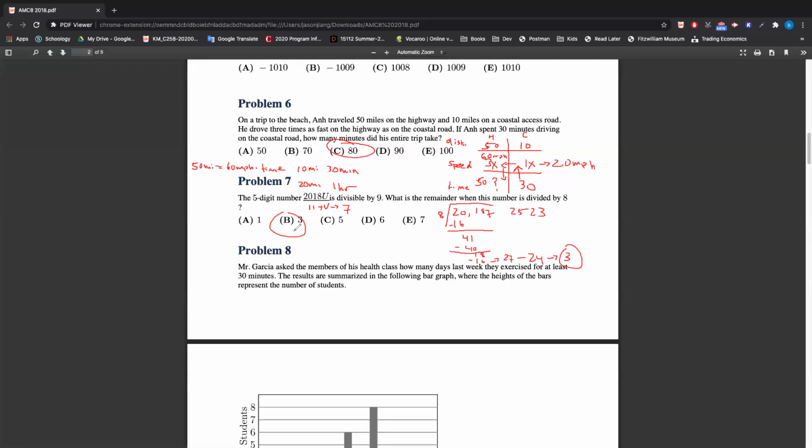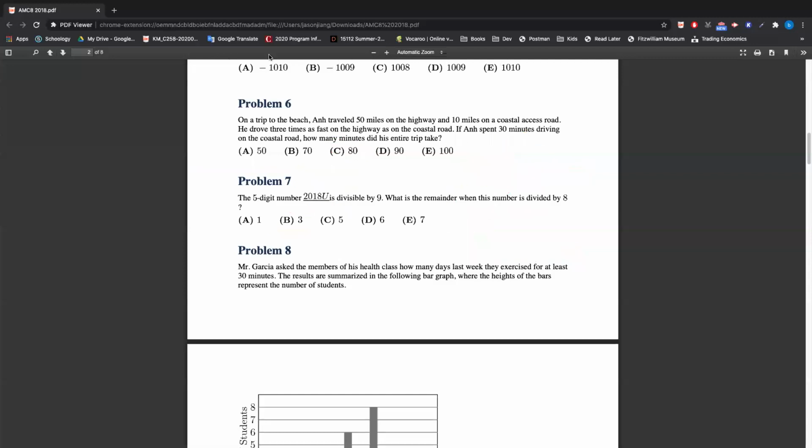Okay. Any questions about that problem? I can go over the long division again if you need. I can also draw it slightly less messy. Okay, cool. Let's keep going.